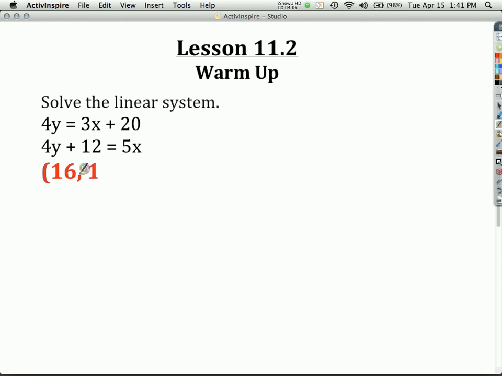Well, the correct solution is 16, 17. So first, issue number 1. Very few students in my class even knew what a solution to a system looked like. Yet, we spent an entire chapter on solving linear systems.